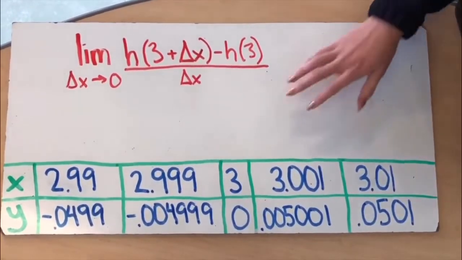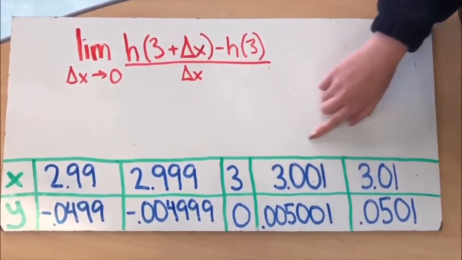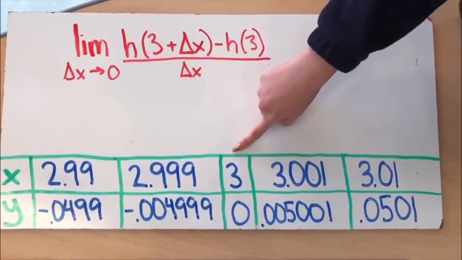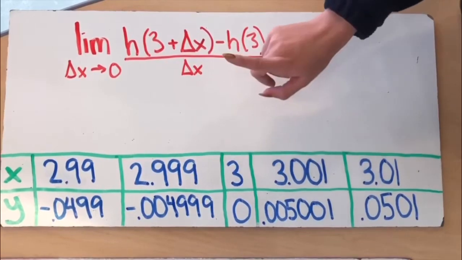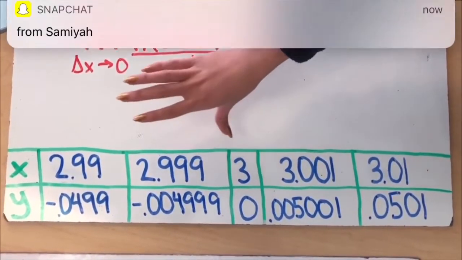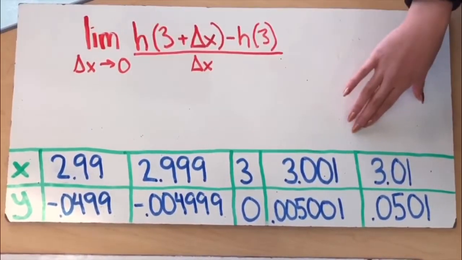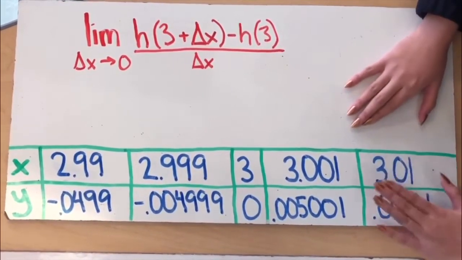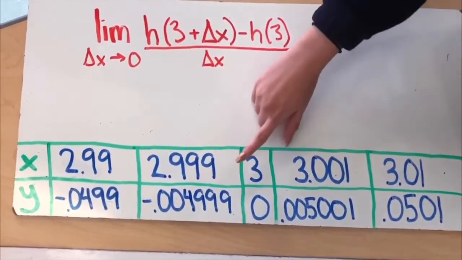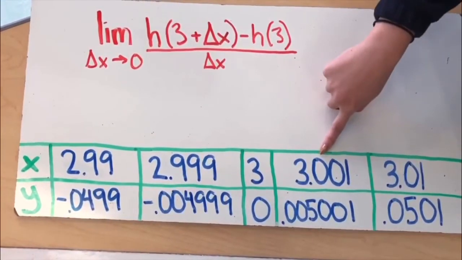So for problem E, we have a given table, and from this table we have to find the derivative at the point of 3. To find the derivative, we actually have an extra amount of information, and we don't really need this point and this point. We just need to focus on this point and this point.